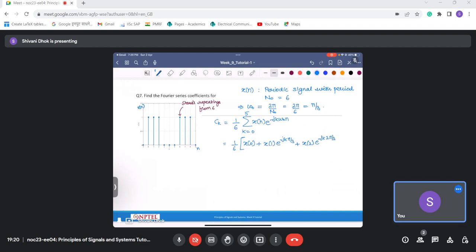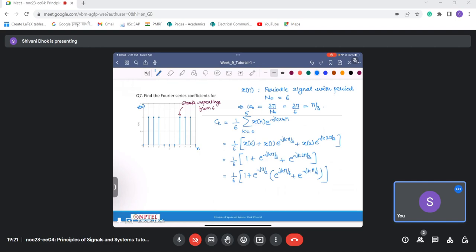And notice that the terms from x[3] to x[5] are 0, so I can simply ignore those terms. It's not needed to write them, and we know that x[0], x[1] and x[2] are all 1, so I can simply replace them. So 1 by 6, 1 plus e^(-jk pi by 3) plus e^(-jk 2 pi by 3). What I can do is 1 by 6, 1 plus, I can take out e^(-jk pi by 3) common. So here what we have is e^(jk pi by 6) plus e^(-jk pi by 6).